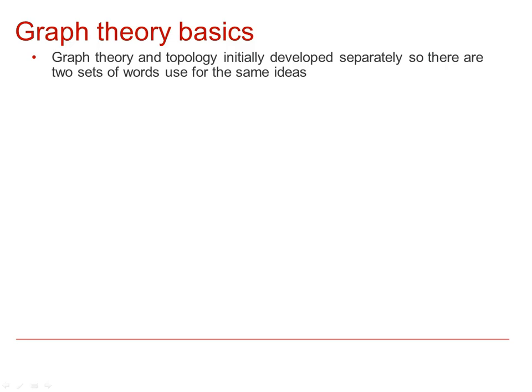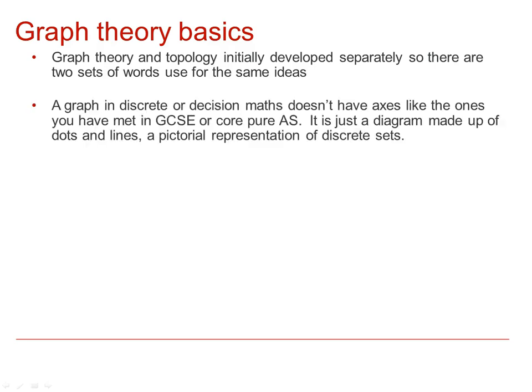So when we're talking about a graph in discrete mathematics, it's not the sort of thing that you have in your GCSE where you've got a set of axes and you're drawing lines. But what we do have is a graph is simply a set of points which are then joined together by lines.